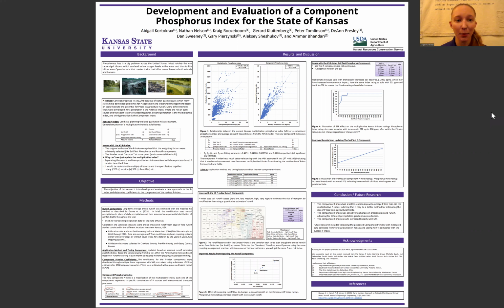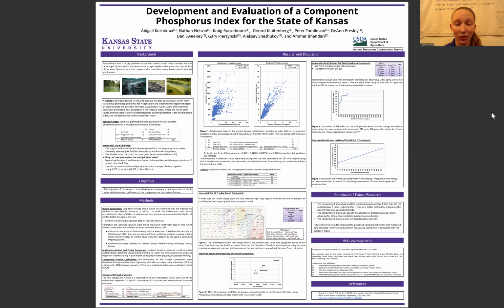Today, I will be talking about the development and evaluation of a component phosphorus index for the state of Kansas. Background: P indices were first proposed in 1992 to 1993 because of water quality issues. Every state developed different guidelines on tools that rate the potential for P loss in agricultural runoff. These are tools like the additive index, which was the first generation, the second generation multiplicative index, and the third generation, which would be a component index.